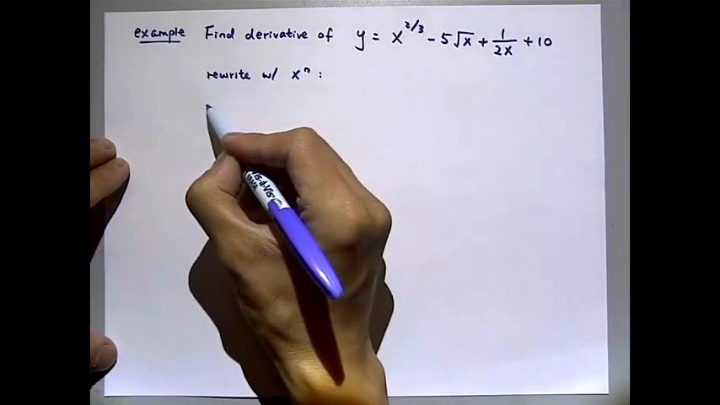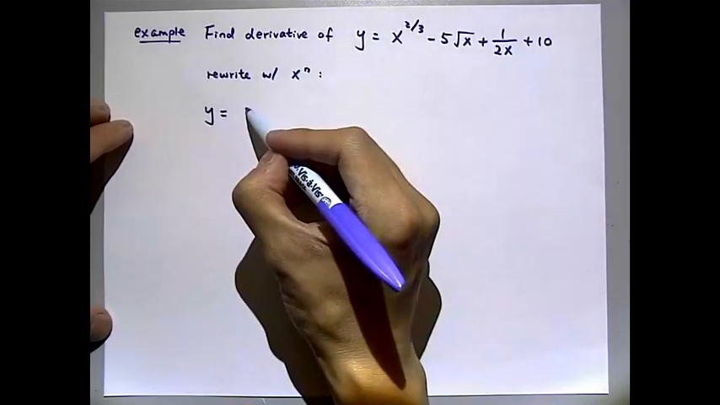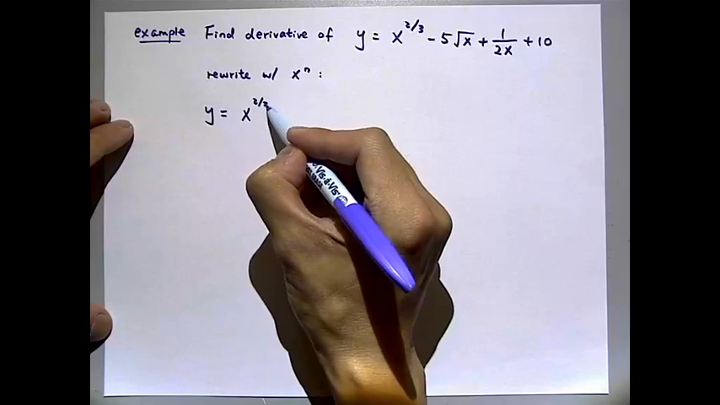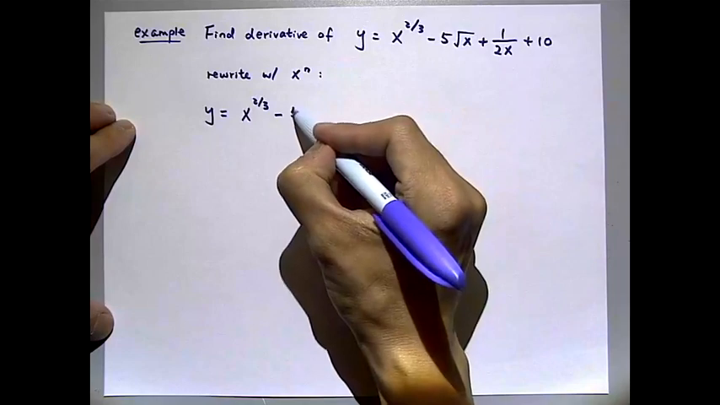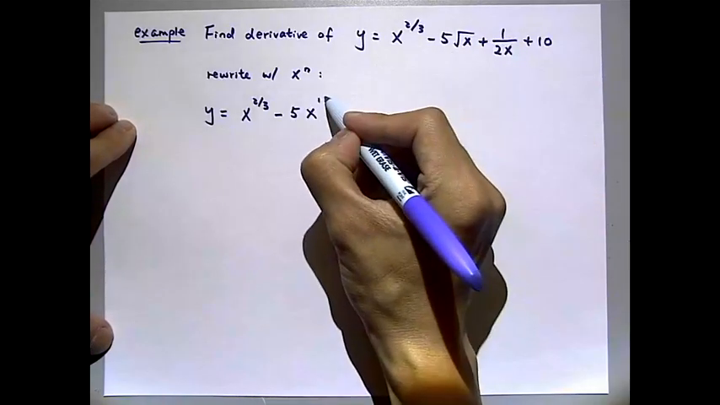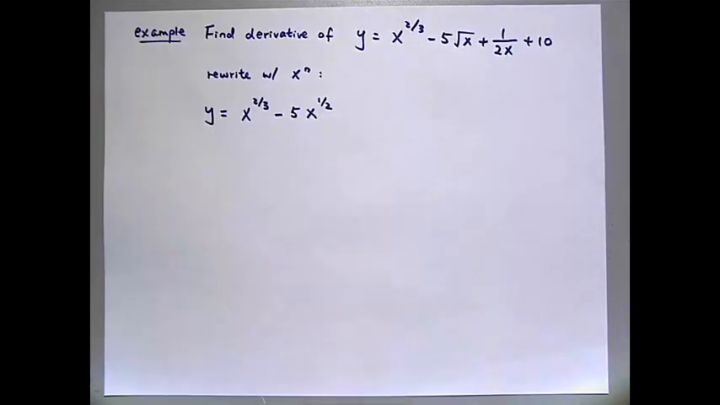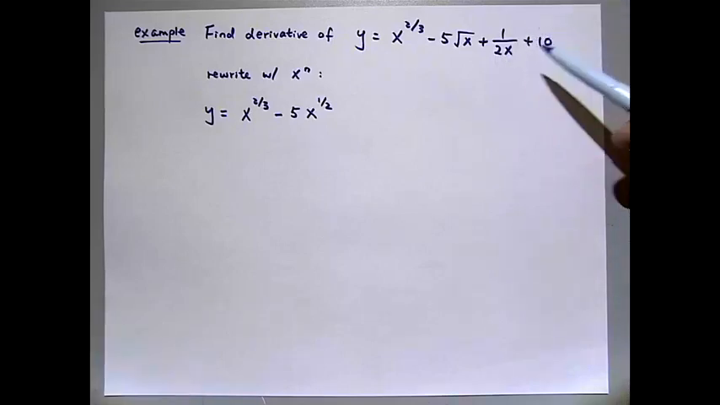The first thing I want to do, I want to rewrite all of these things in terms of x to a power, because I have the power rule. The first one is good, x to the 2/3, not doing anything to it. The second one here, this is a 5. The equivalent power to a radical is 1/2. What about the third one here? What can I do with it? I can bring the x to the top. What about a 2?